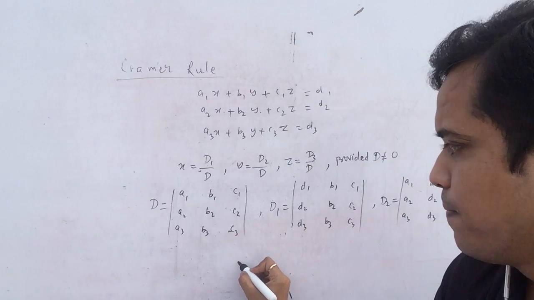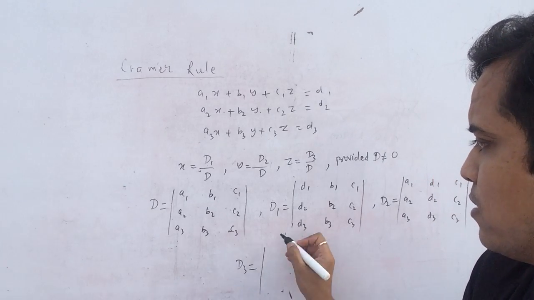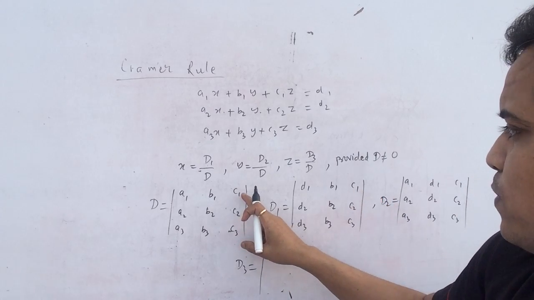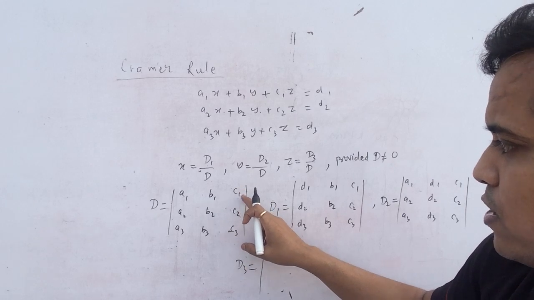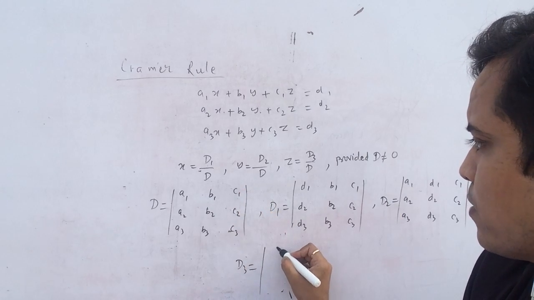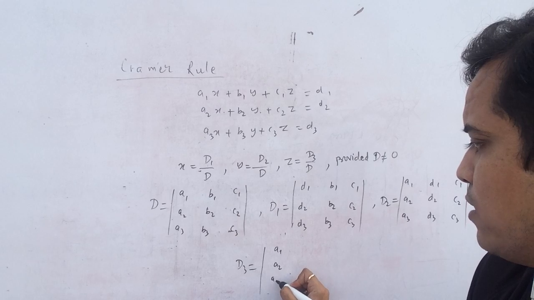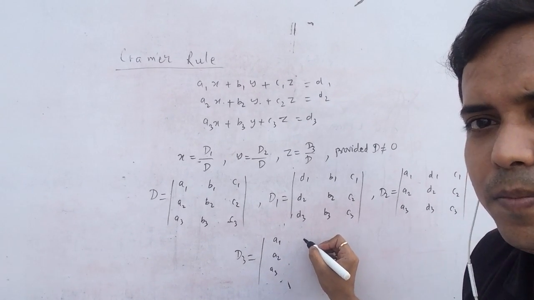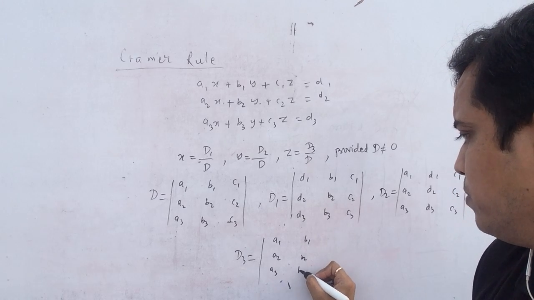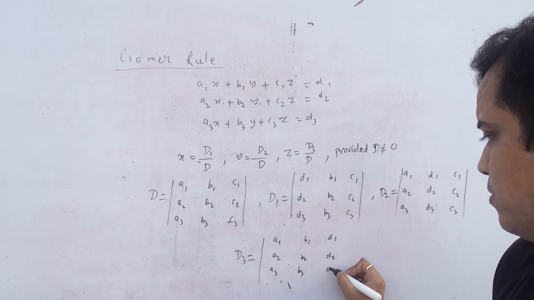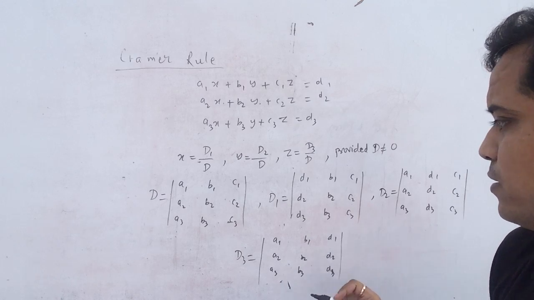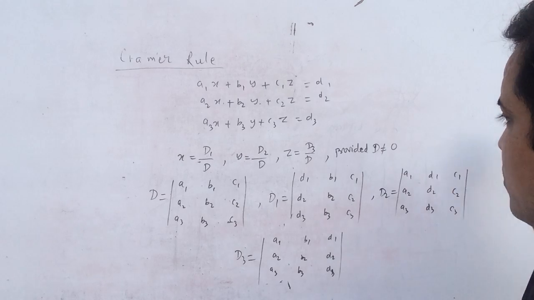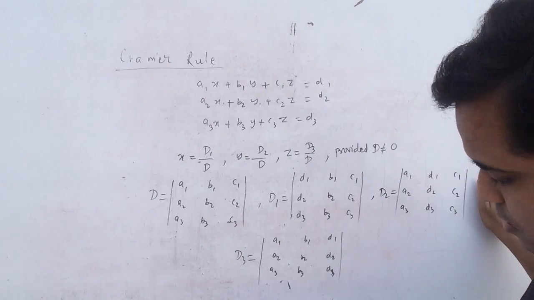And what about D3? In a similar manner, you place d1, d2, d3 in the place of c1, c2, c3, keeping a1, a2, a3 and b1, b2, b3. All right, provided that D should not be equal to 0. So keep this in mind.